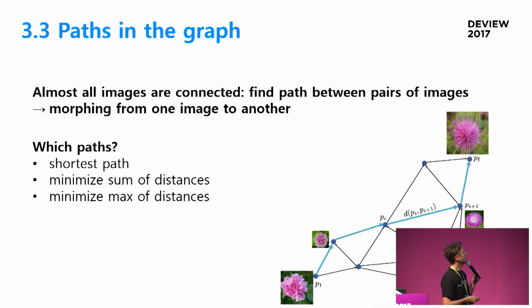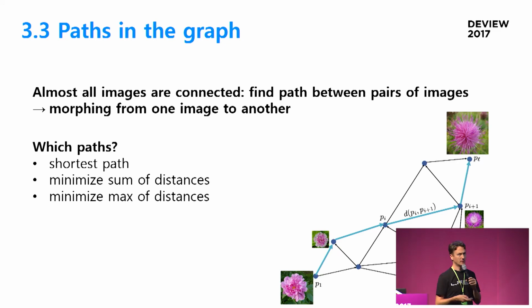Another application is actually to find paths in your graph. So since almost all our images are connected, we can find a path between pairs of images, which provides a morphing from one image to another. Then which path should you compute? You can compute the shortest path, minimize the sum of distances, or minimize the max of distances, known as a min-max distance. In our experiments, neither made much of a difference. And then whatever distance you have, you can use Dijkstra to compute the shortest path between your nodes.